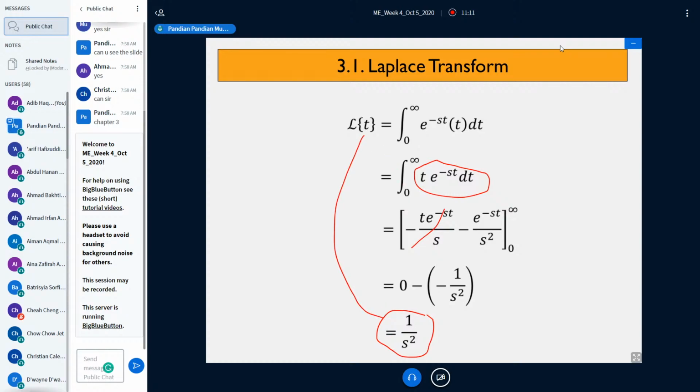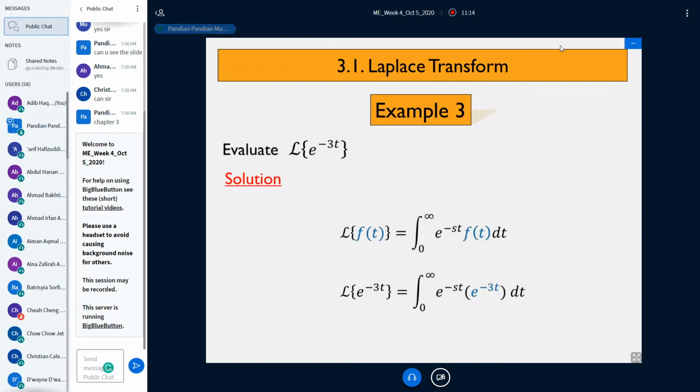So from here, you create the table. But before that, you also can find Laplace of e to the power minus 3t. This is an exponential function. The formula is the same. This one you cannot touch, you cannot modify, you cannot change: Laplace of f(t) is 0 to infinity e^(-st) f(t) dt. This is a fixed formula. Now you substitute f(t) with e to the power minus 3t. So the right hand side becomes 0 to infinity e^(-st) times e^(-3t) dt.